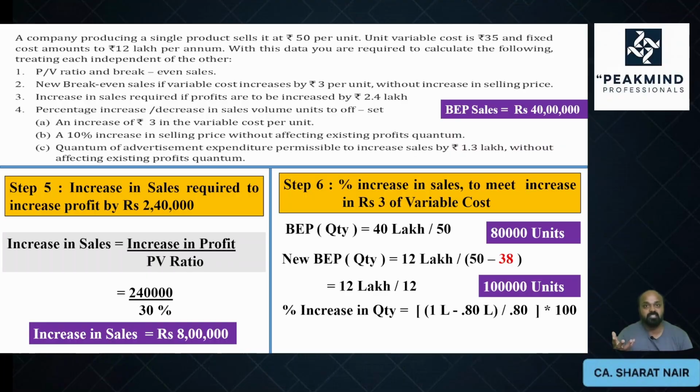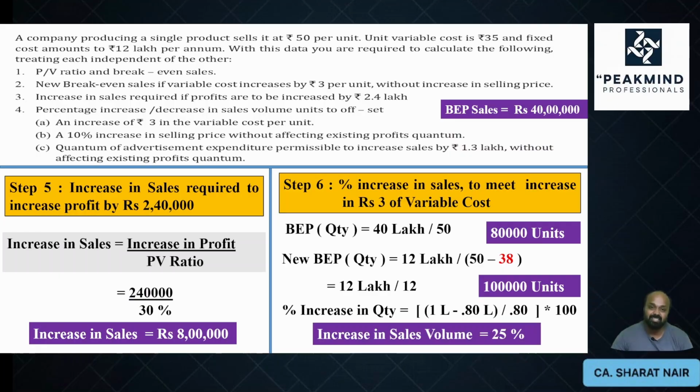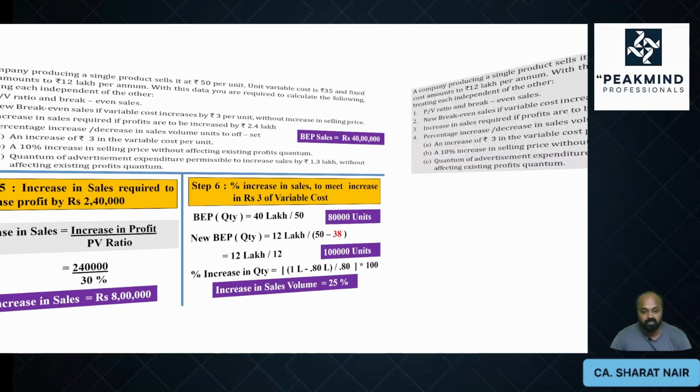Now, how much percentage increase in quantity has to be made? My earlier break-even point was 80,000. The difference is how much? 20,000 divided by the earlier 80,000 into 100. So I get my percentage increase in sales, which is 25%. Moving further to the second sub-part of the question. So the first sub-part, A, is over. Second, let's proceed. They are asking, to ensure the current profit, and by increasing the selling price, what is the impact on my quantity? Let's move on to that.